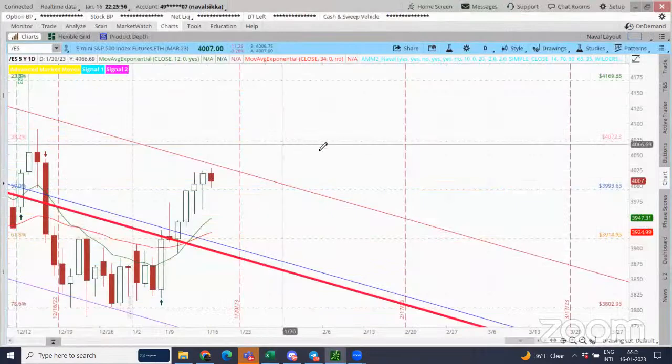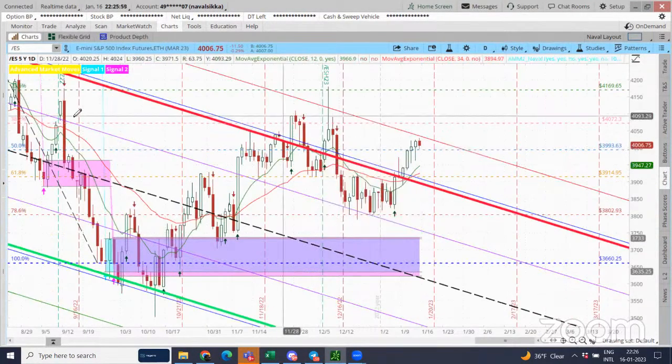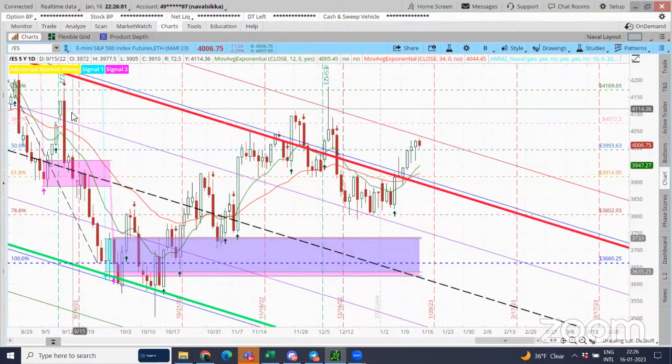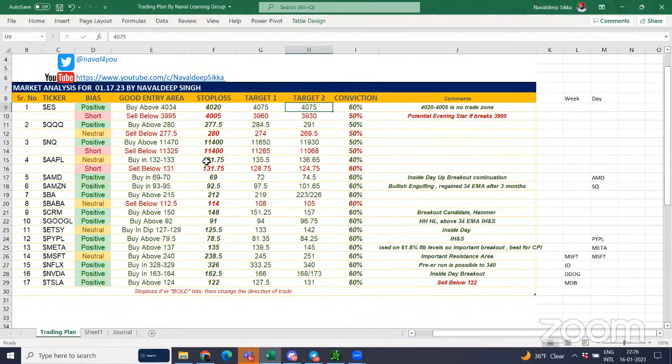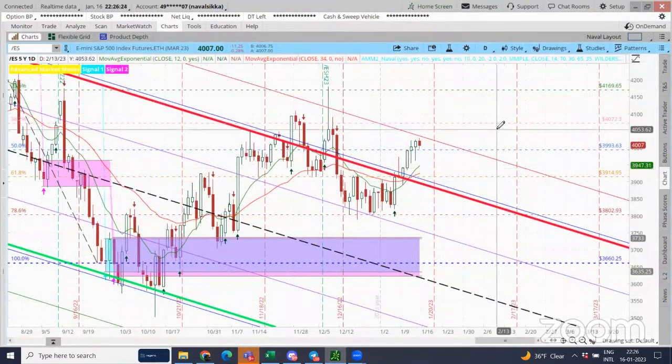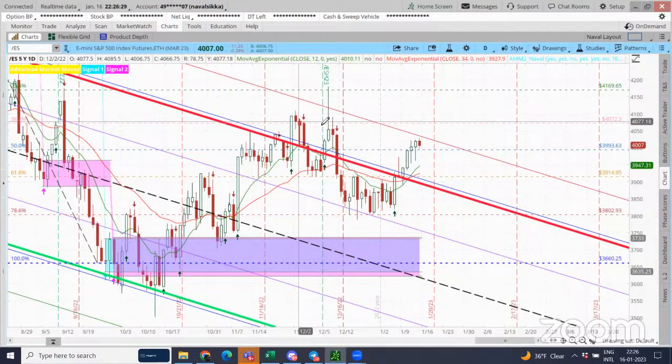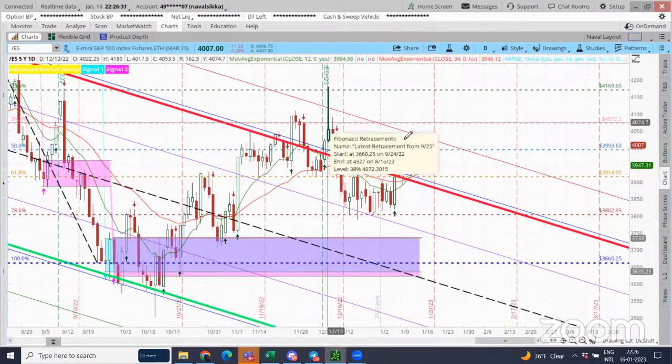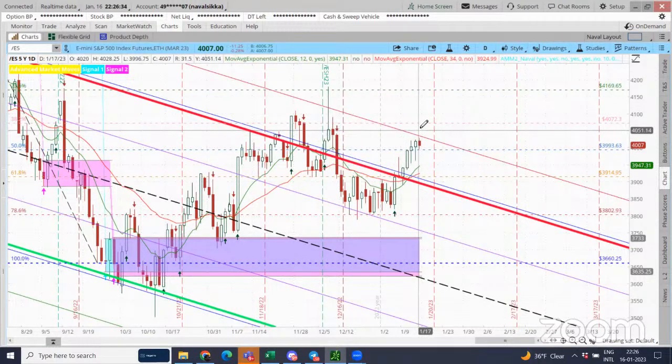And after that, 4120 area. So this is an area where I think we will have much more clarity. 4075 is much more, I would say, once we break above this 38.2 Fibonacci, it will give us much more clarity because we have failed 1, 2, 3, 4, 5, 6 times there. So it would be significant if we reach there.